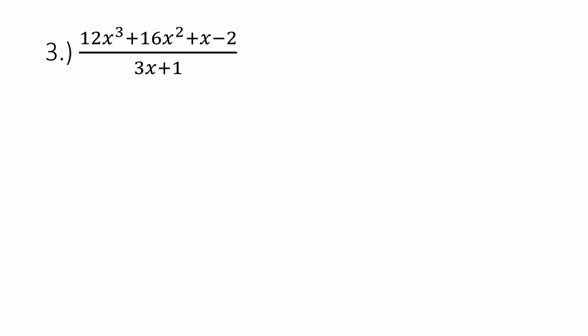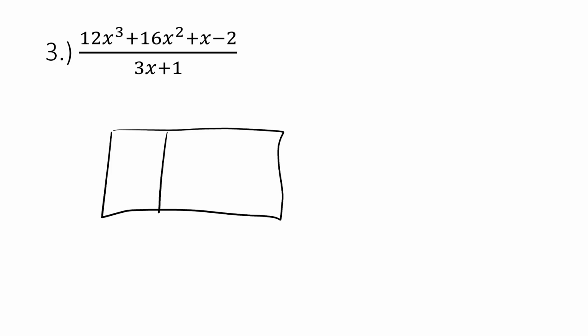All right, next one. We've got another x to the third. When I go to set this up, we'll set it up with 3 columns, and my divisor this time is 3x plus 1. Using any other method for this would make this a really difficult problem, but it is no more difficult with this method.